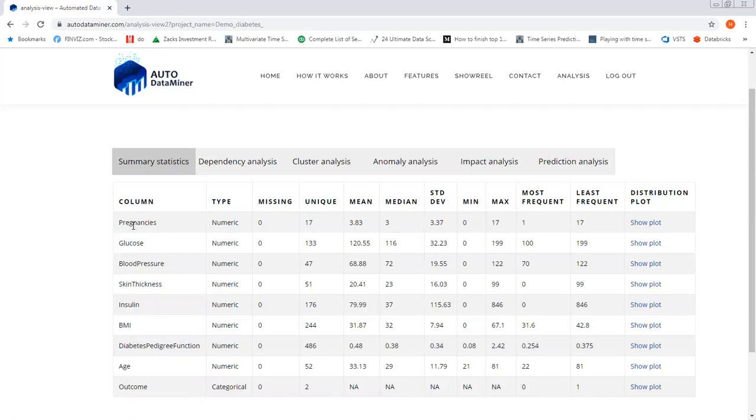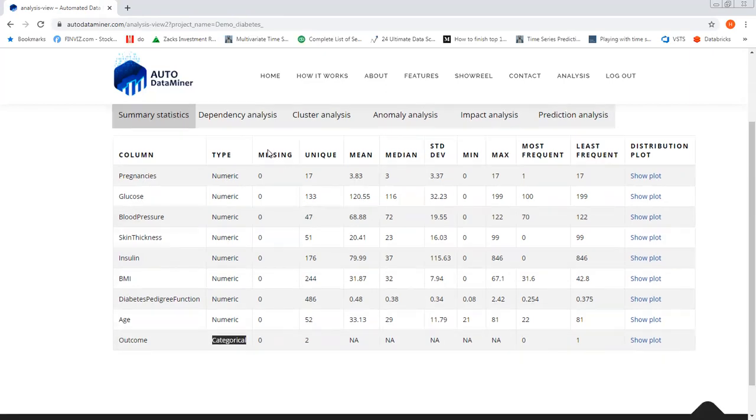Here, for example, we have all the previous columns that we saw, and then we have the type of each column. For pregnancies, the number of pregnancies, it was numeric. For glucose, it was numeric. For outcome, which was 0 and 1, it considered that a categorical variable. Then we see how many missing values you have, how many unique values, and the mean and median values. For example, around 4 is the average number of pregnancies in this data file.